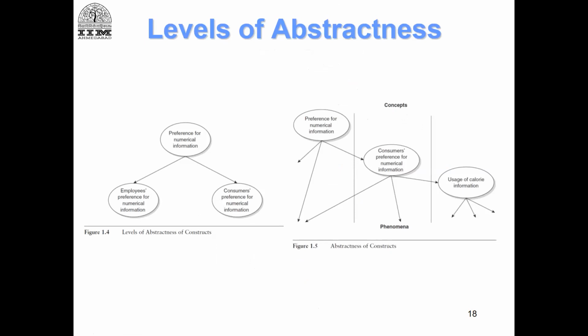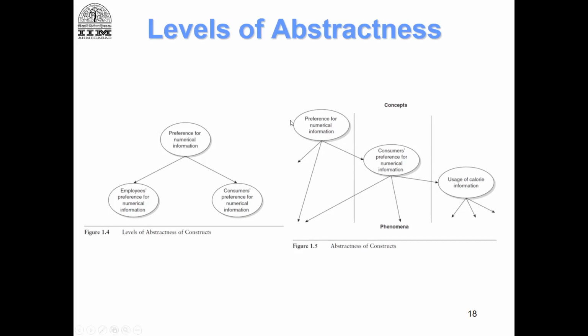This one again shows preference for numerical information. You can make it more specific: consumers' preference, employees' preference, or general preference for numerical information. So you can make it more abstract by showing that preference for numerical information will have two subdimensions. Okay. This is again different ways of conceptualizing. And the more general you make it, the more abstract it becomes, right? So you see the level is going up and its measure is going to be different, right?